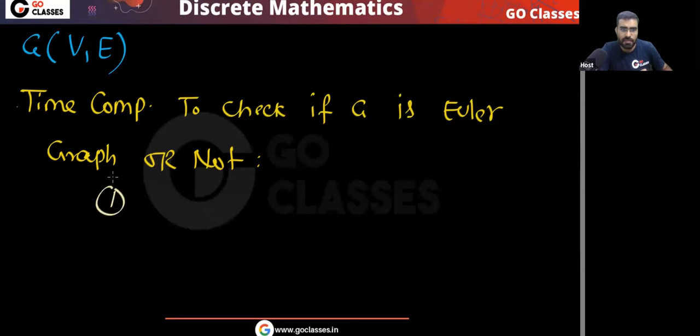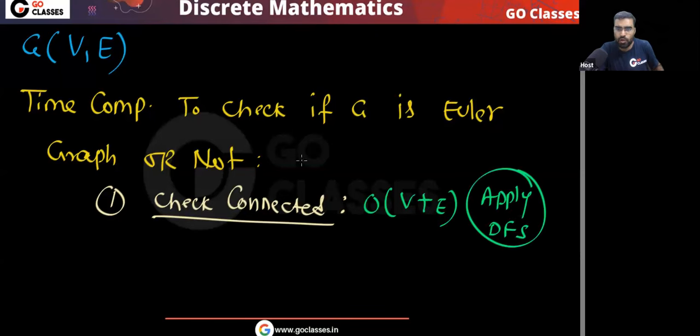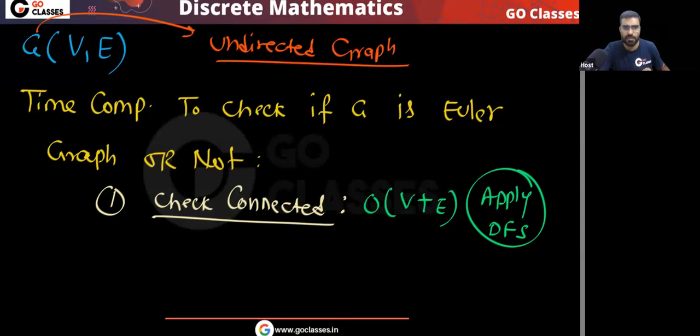First, you have to check connected. Agree with me? This graph is connected or not. How much time will it take? You can apply BFS, DFS, some algorithm you can apply. Yes or no? So here the time complexity will be order of V plus E. You can apply DFS because this is an undirected graph. It is already given to you. Agree with me? So the time complexity will be order of V plus E.